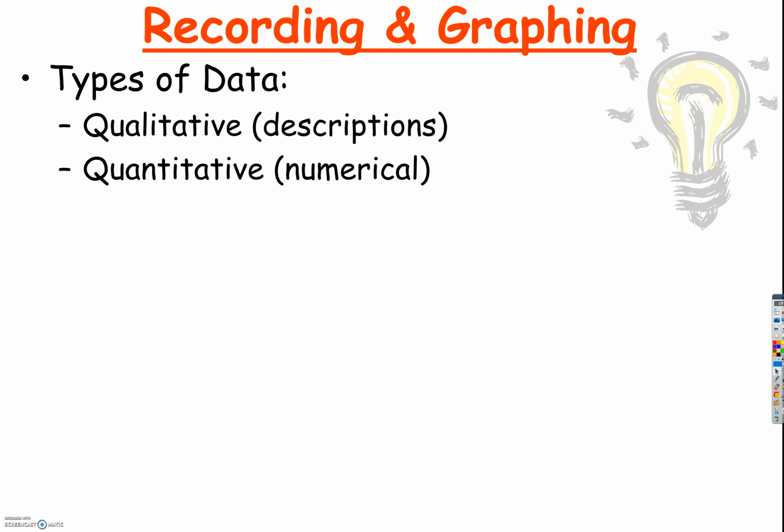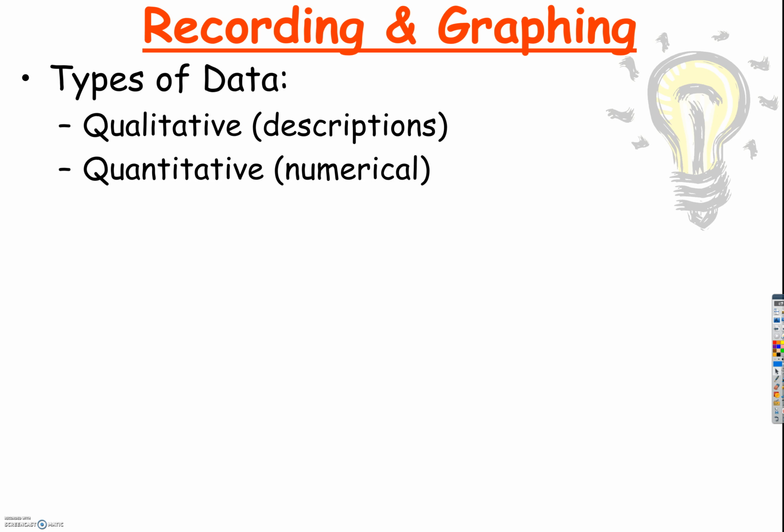Qualitative data is descriptive. Next week when we're doing our experiment with the worms, one of the things you will write down will be the color of the worms. What do they look like? How do they behave? How do they interact with each other? Then you'll also take down quantitative data, which is your numerical data, which is where your graphs and things like that are going to come from.